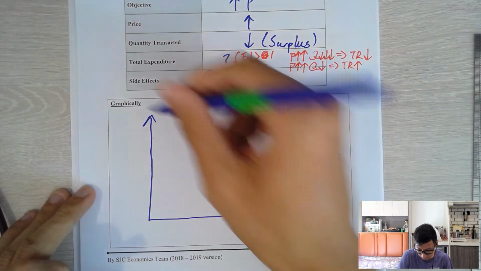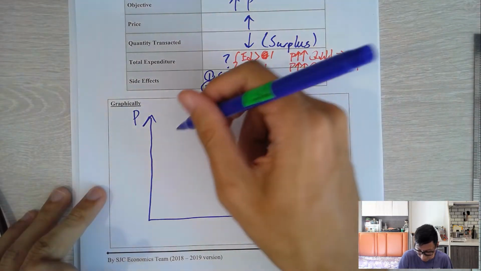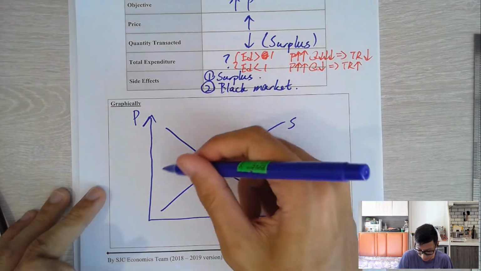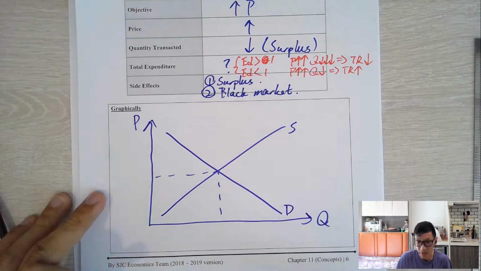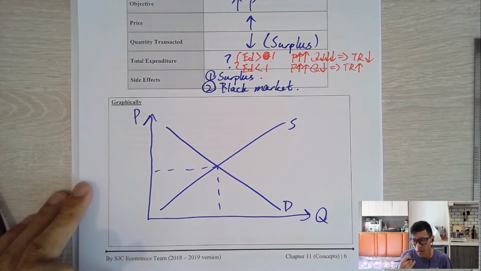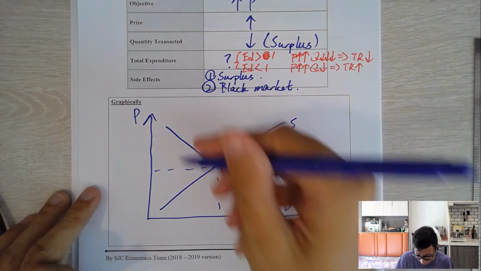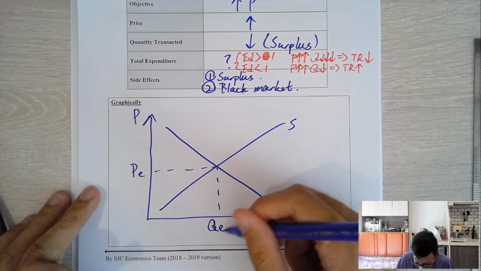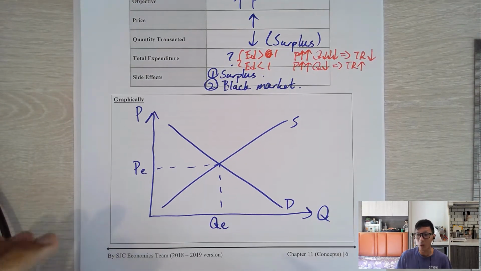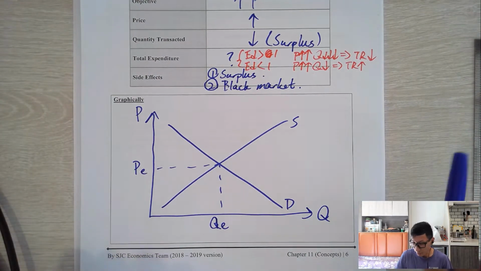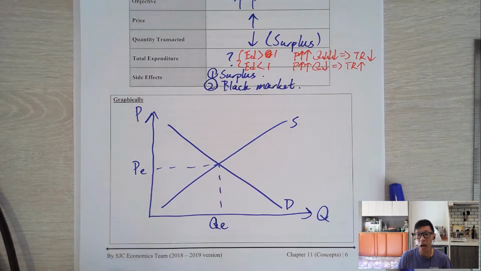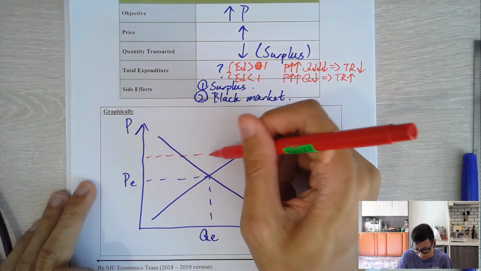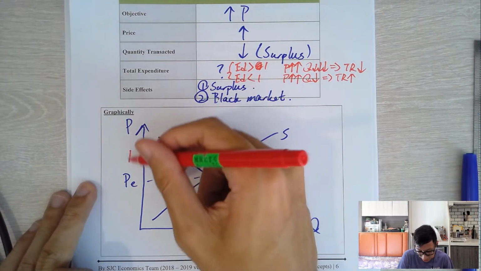Okay, we have P, we have Q. Obviously, we have our normal supply and demand, right? We have our equilibrium price and equilibrium quantity, obviously. Now remember, we need it to be set above equilibrium for it to be effective. Therefore, let's try PF here.